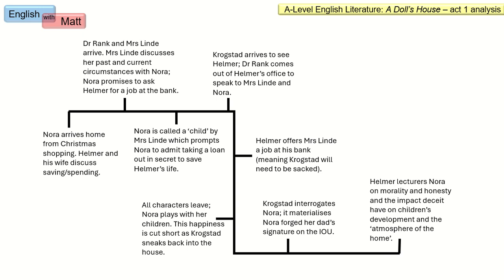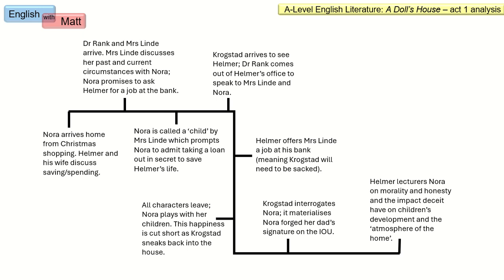The act finishes with Helmer lecturing Nora about morality and honesty. And of course, I've already done a video about the analysis of that section at the end. Very heavy in dramatic irony, because Helmer is unaware that by criticising Krogstad's behaviour, he's also unknowingly criticising Nora's behaviour, because essentially they've done the same thing.